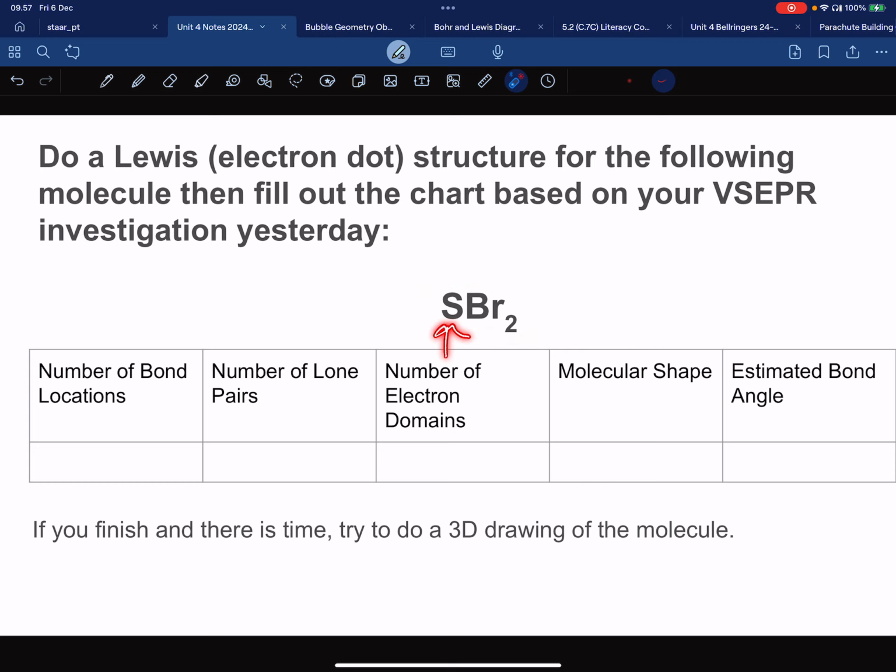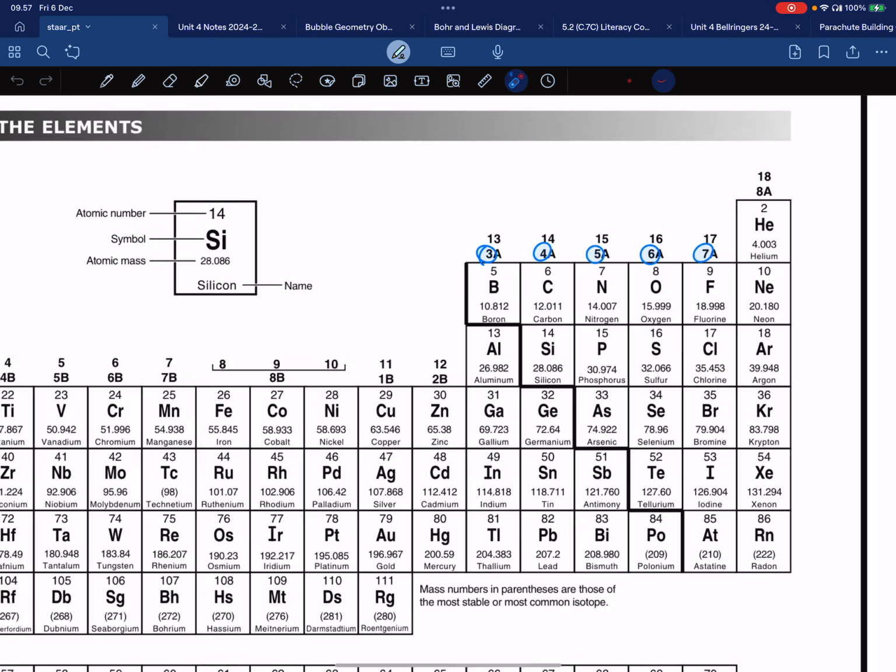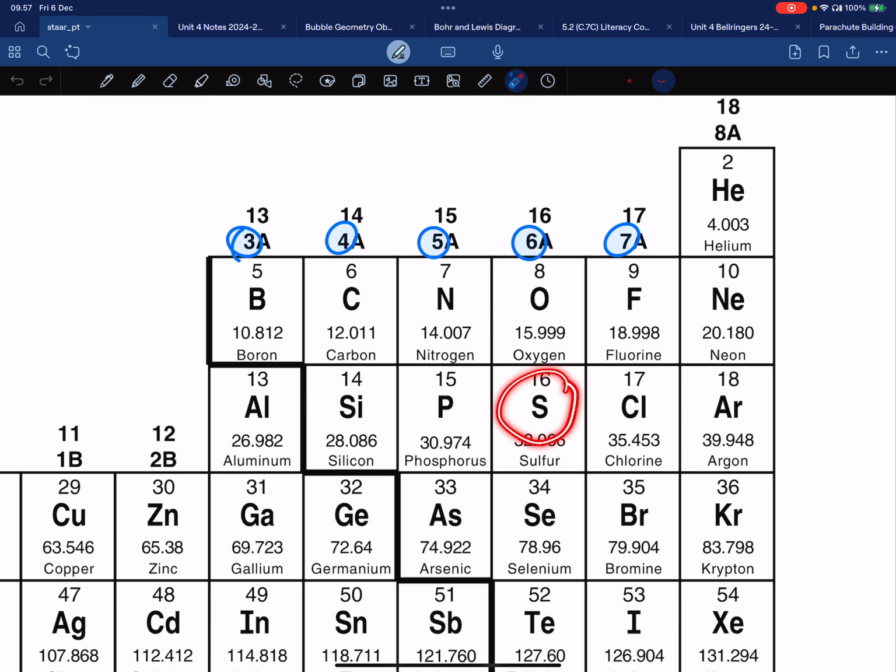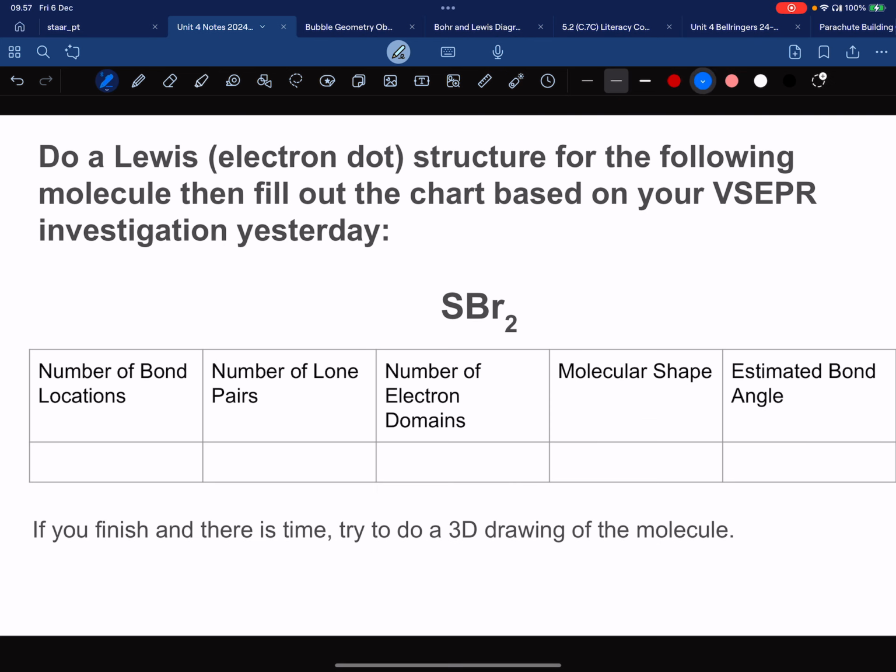So we've got a sulfur and we've got two bromines. So back to the periodic table, and once again we're looking for sulfur. You're looking for the small group number 6. You're looking for bromine. You're looking for the small group number 7 valence electrons. So that means that we've got 6 valence electrons for sulfur plus 2 times 7 for bromine. 14 plus 6 is 20 valence electrons.